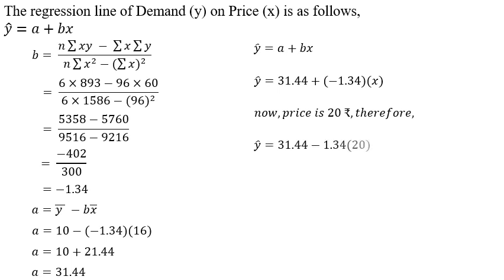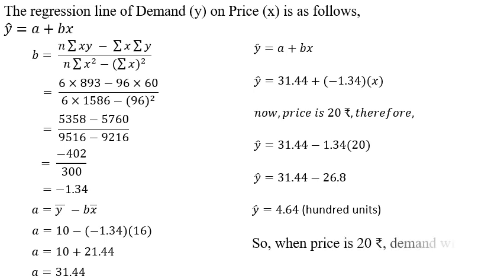Y cap is equal to 31.44 minus 1.34 into 20. Why? Because the price is estimated as 20 and we have to calculate the demand at that price. If you simplify this equation, you will get an answer 4.64, which is in 100 units. Your statement will be, when the price is 20 rupees, the demand will be 464 units. That was in 100 units, so 4.64 into 100 is 464 units. So my dear friends, when the price for the product is 20 rupees, the estimate of the demand will be 464 units.